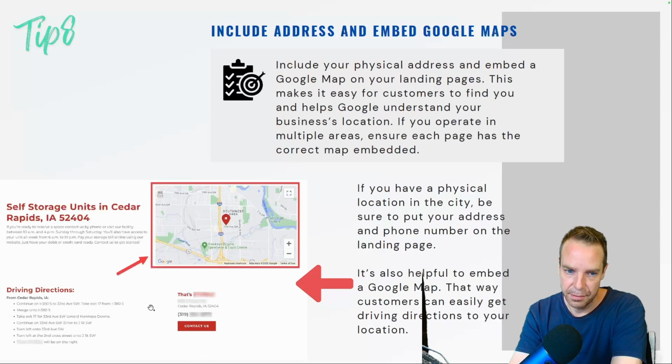Here you can see a good example. They have the address here, they have their phone number, and underneath is a call to action button, Contact Us. So this makes it really easy to contact your business. Potential customers can easily call you or click on this button, and then they can contact you via the contact form or something like this. It's also helpful to embed a Google map, so customers can easily get driving directions to your location. Make sure that you have this on your website.